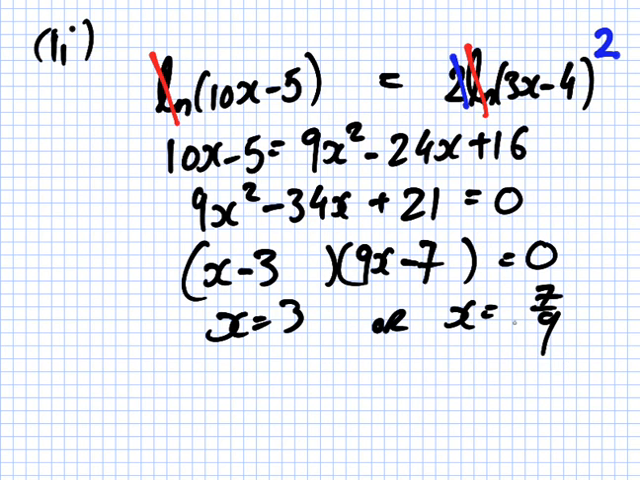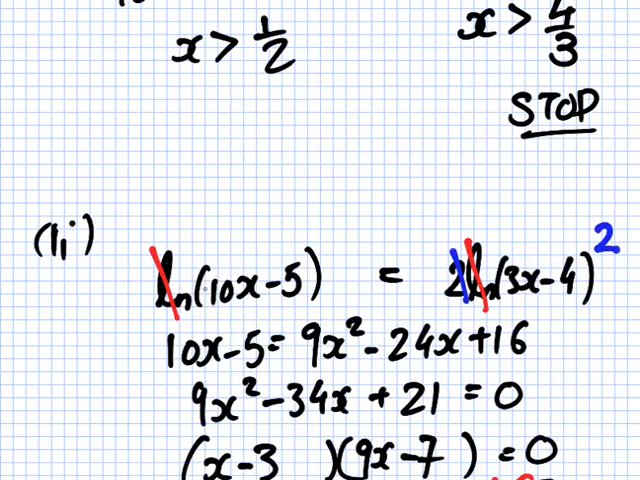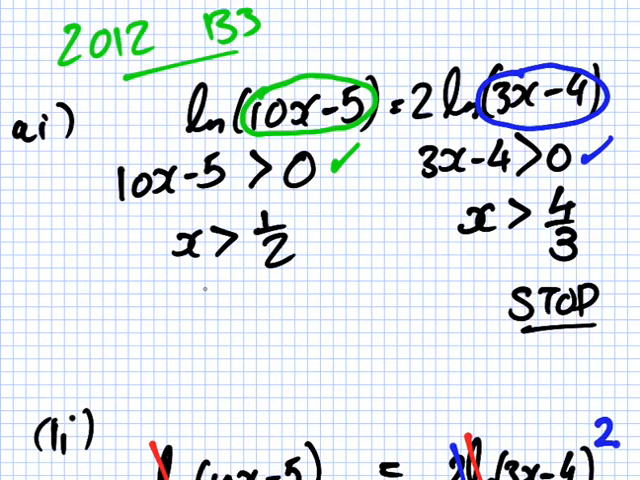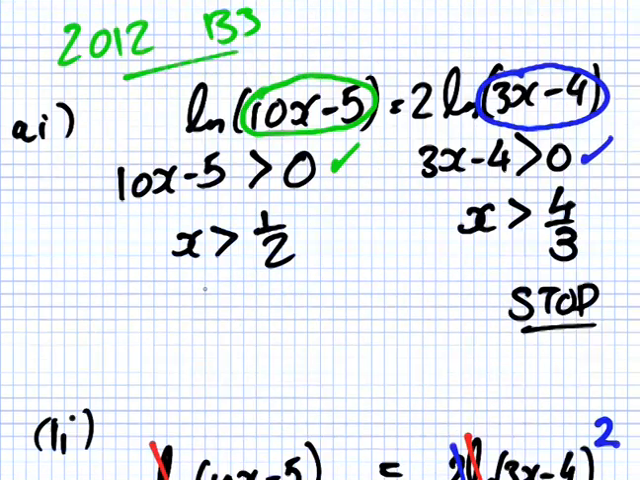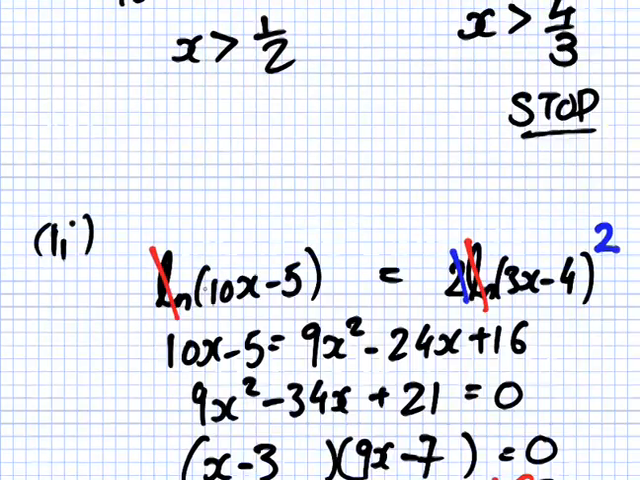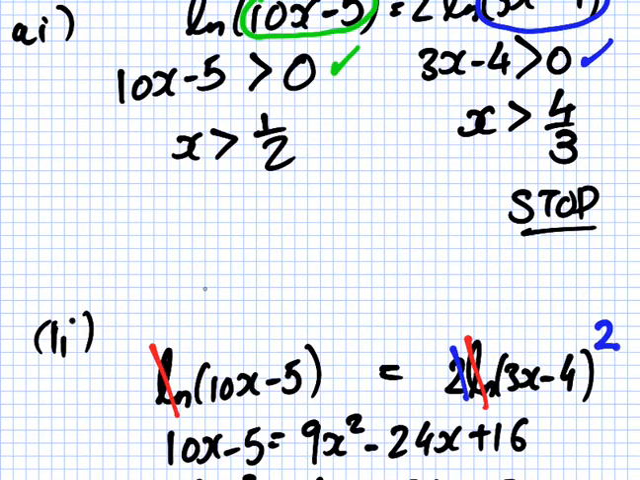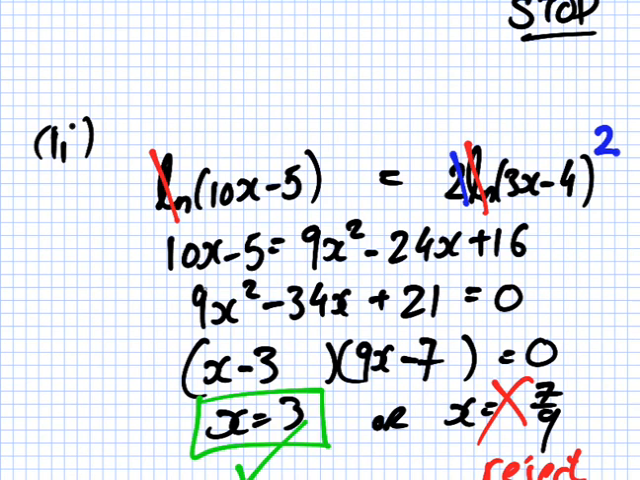But we reject 7 over 9, and we only accept the answer 3. The reason is, if you go back to the first part, we need x to be more than a half and more than 4 over 3. If we try to use 7 over 9, it's no good. It's actually smaller than 4 over 3. So this equation will only be defined if we use x as 3, because 3 is more than a half, yes, and more than 4 over 3, yes. Okay, so that answers the A part 2.